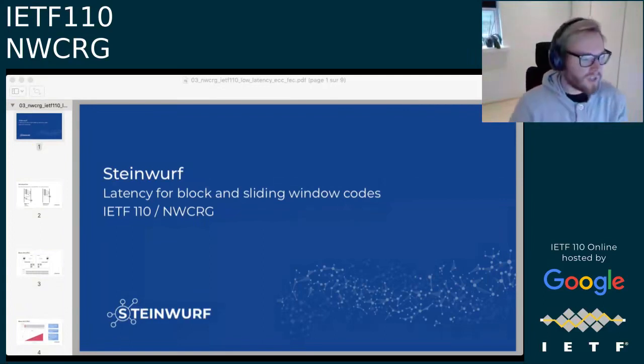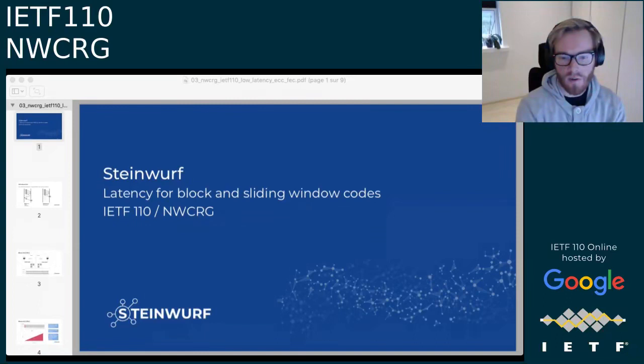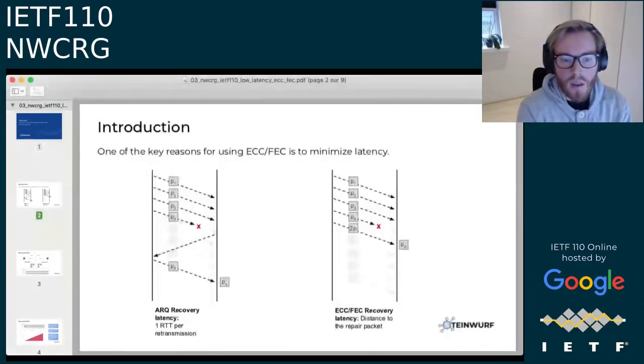So, hello, everybody. I have a short presentation on basically a small comparison of latency and reliability for block and sliding window codes. So if you go to the next slide.